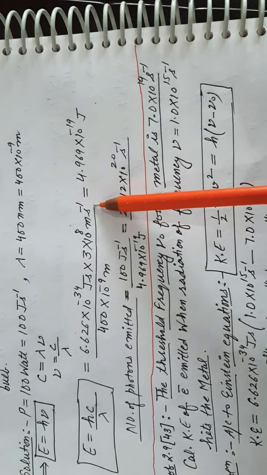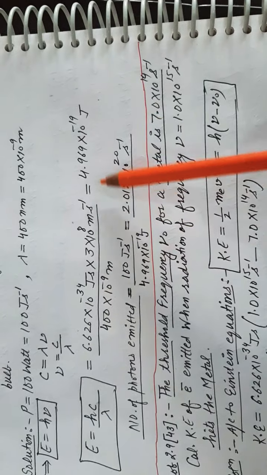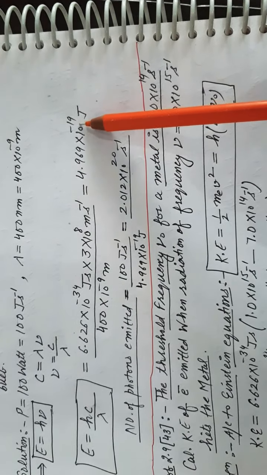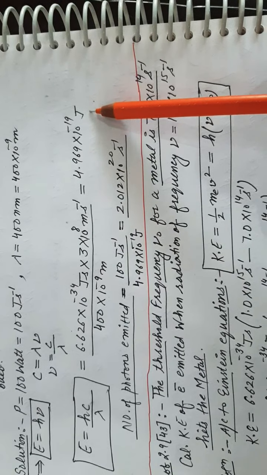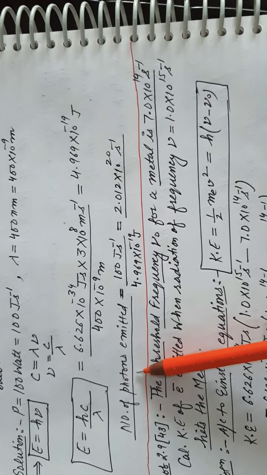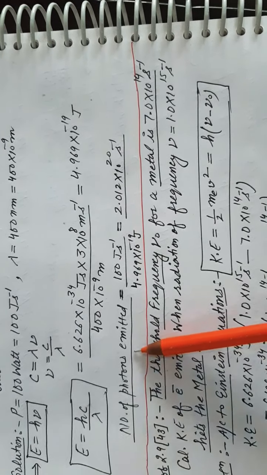So in this expression, after cancelling out the meter and second, you will get the unit of joule, 4.969 into 10 raised to power minus 19 joule. But the question is, you have to calculate the number of photons emitted. You have to calculate the number.